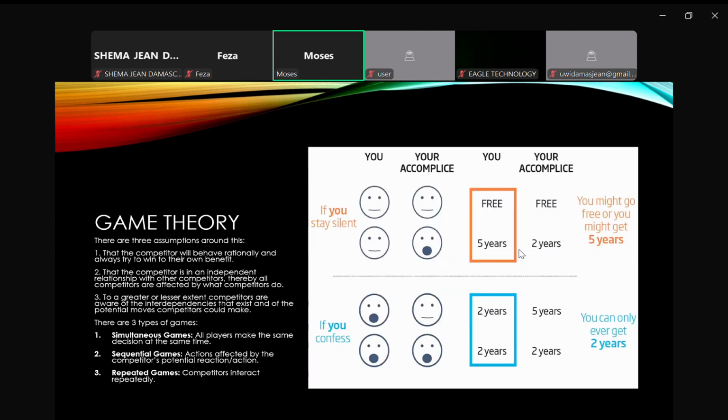Game theory is another model under competitive advantage, and the most common type of game theory is the prisoner's dilemma, which is demonstrated here. I'm sure many of you have come across the prisoner's dilemma. If not, I encourage you to go and read about it.